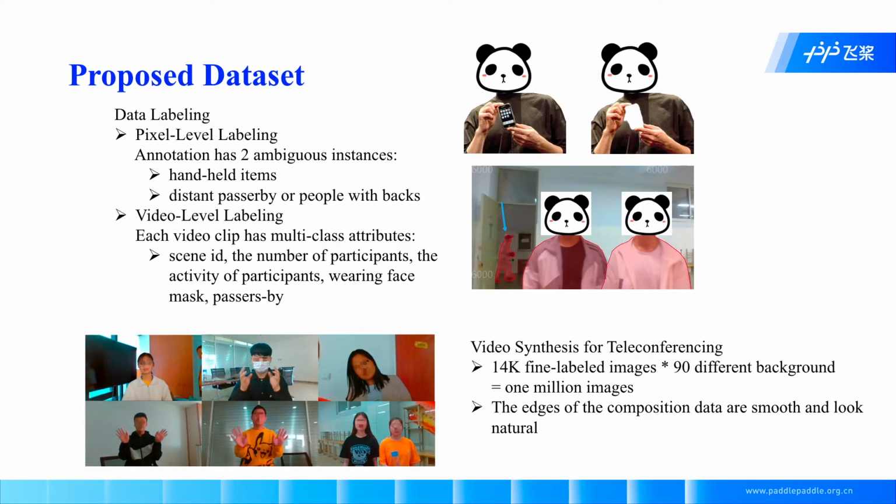We provide high-quality labels at both pixel level and video level. For pixel level labeling, there are 2 ambiguous instances. In video conferencing, the purpose of portrait segmentation is highlighting participant-related parts rather than the surroundings. The handheld items are highly related to the activities of participants. However, distant passers-by or people with bags are not participants, which should be ignored. Therefore, handheld items are labeled. Distant passers-by or people with bags are not labeled.